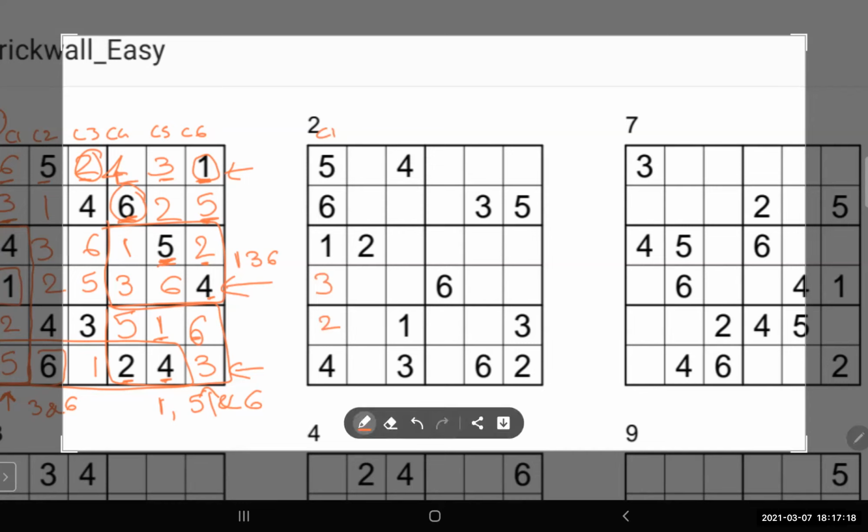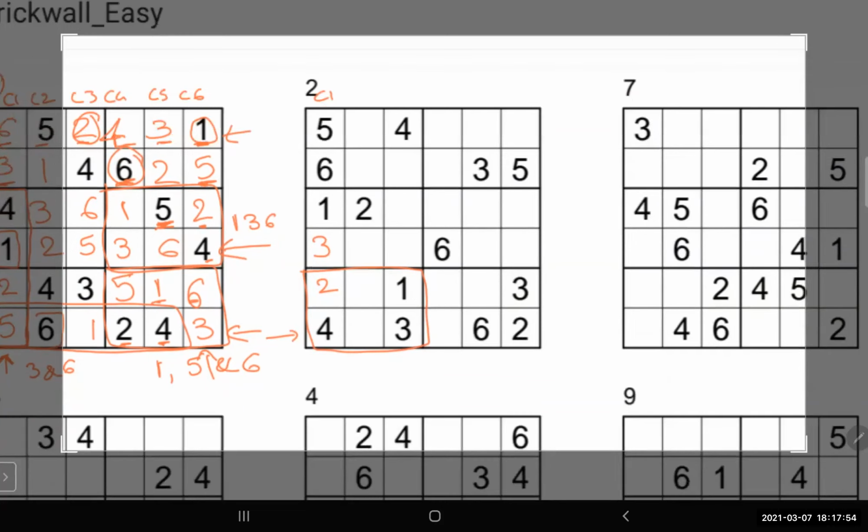Next, let's look at row 6, sir. R6. The missing numbers are 1 and 5. Right. So can't say where it is 5 and where it is 1. Okay, so just keep aside and look at the grid here, 2, 1, 4, 3. The missing numbers are 5 and 6. So in the middle of the 4 and 3, it should be 5, and above that 6.